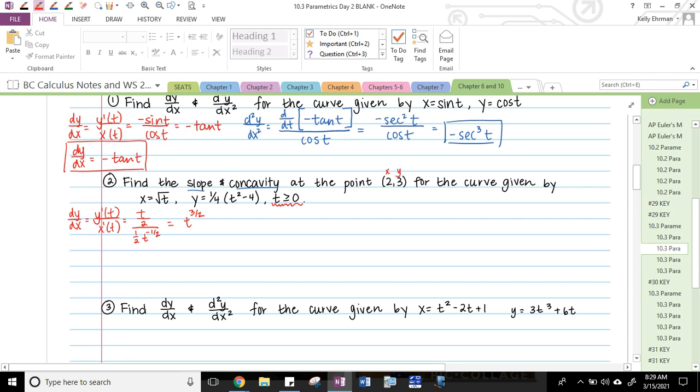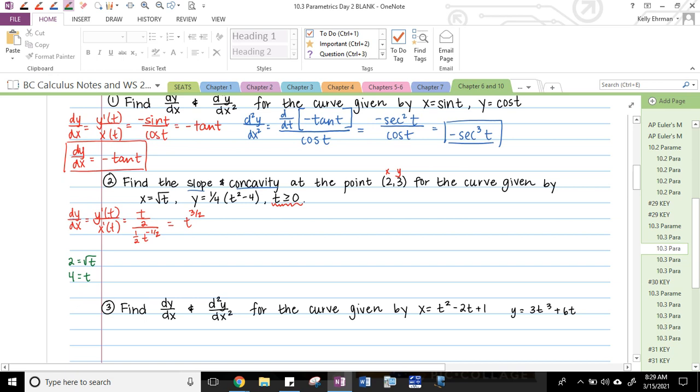So I need to find the slope at the point (2, 3). That's an x, y coordinate, but our derivative is in terms of t. So to figure that out, I have to figure out what t is equal to. When you're finding t, you should plug each component into both equations, because sometimes the equations have multiple answers, and you're looking for whatever answer they have in common. So x equals square root of t, x is 2, so 2 equals square root of t. Here I only get one answer, square both sides, t equals 4.